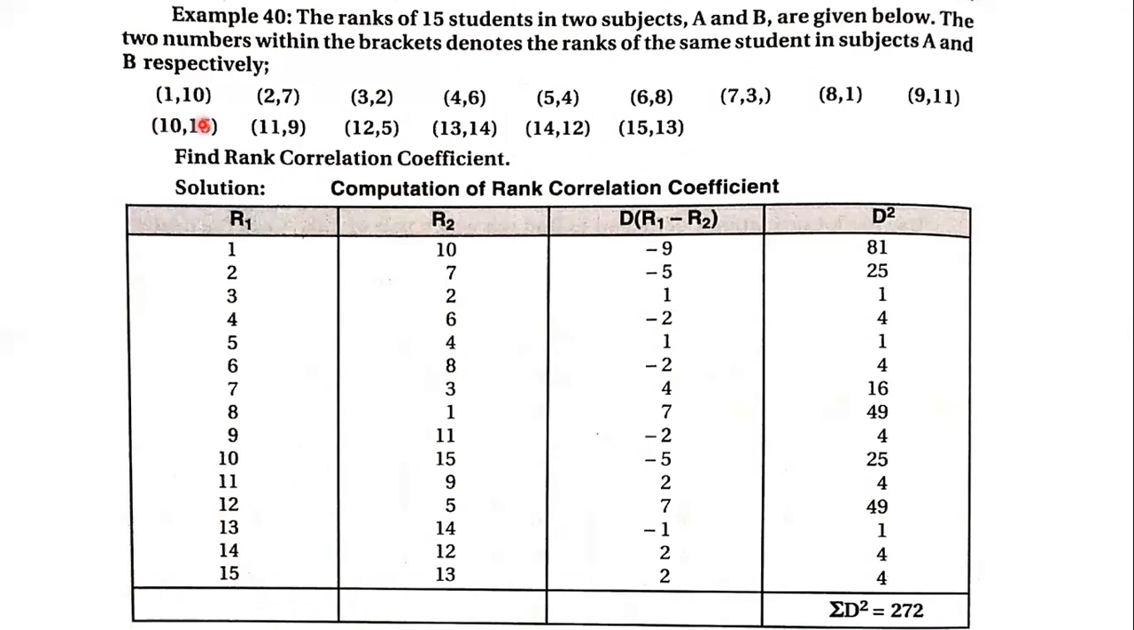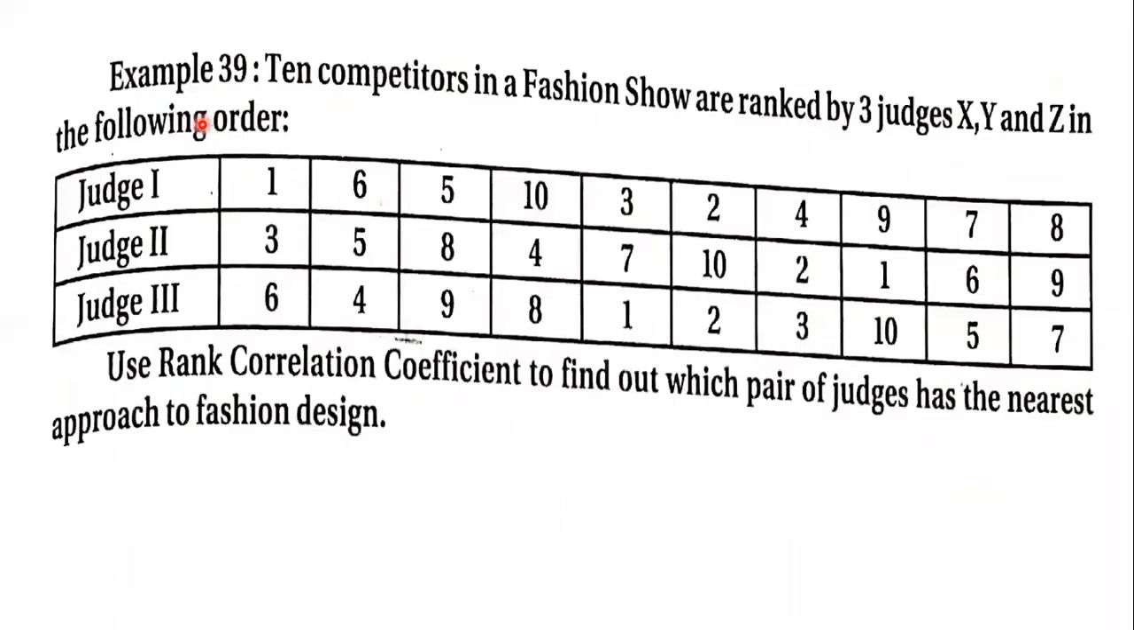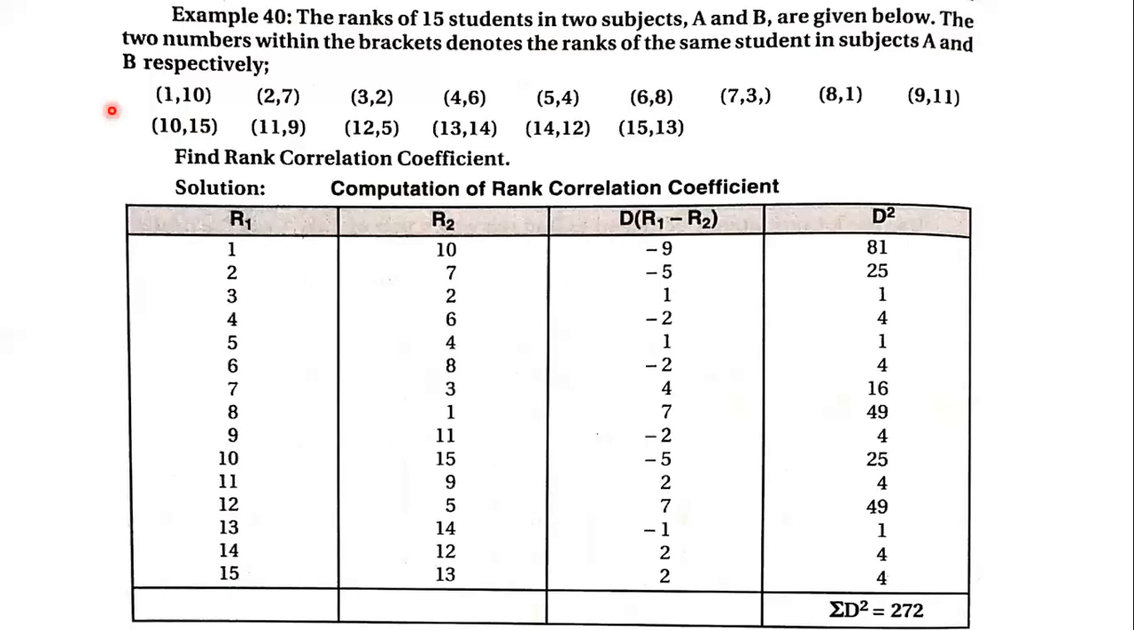In all the previous problems they gave us the ranks in the form of a table. But here they have given us the ranks in the form of brackets, which means the first number depicts the subject A rank and the second number depicts the subject B rank. So if you come to the solution directly, the first bracket is 1 and 10. So R1 is 1, R2 is 10. Going on further, next 2 and 7. R1 is 2, R2 is 7.